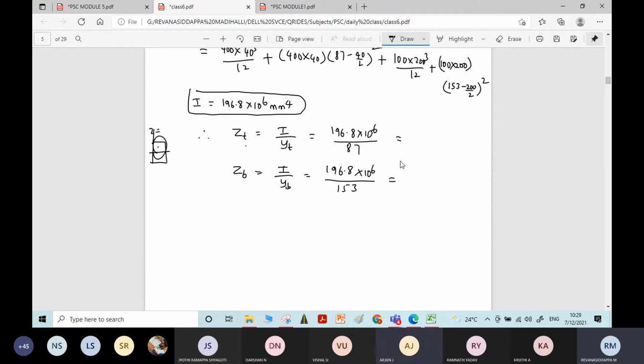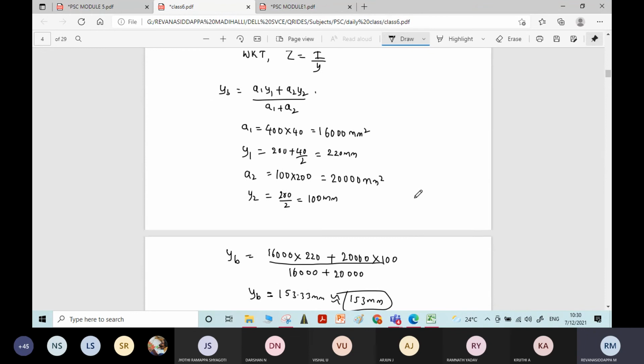1.28 into 10 power 6. 1.26 into 10 power 6 mm cube. Here, ZB, 2.26 into 10 power 6 mm cube. Okay.